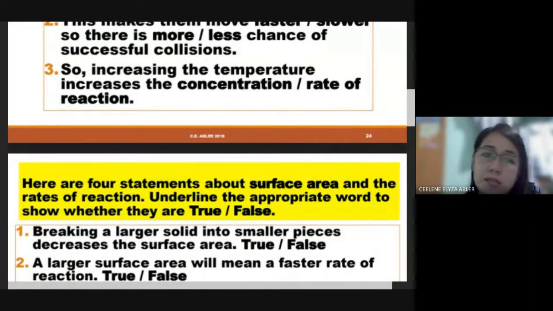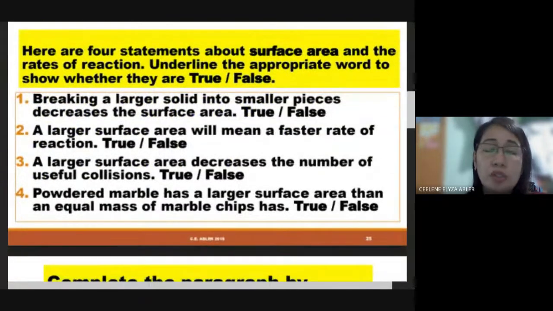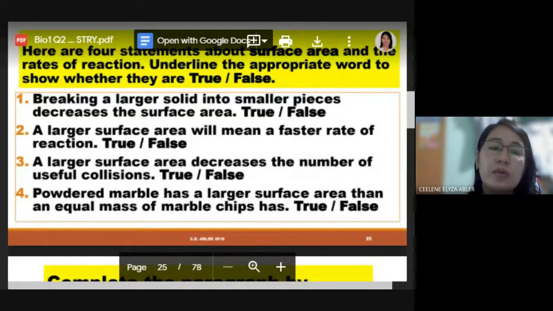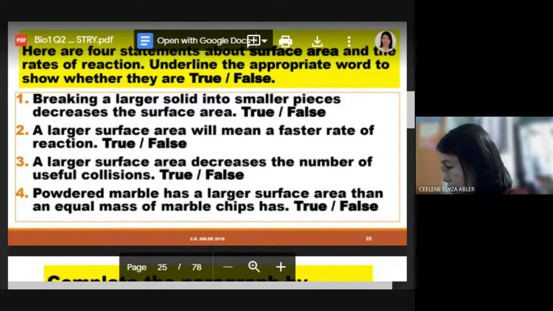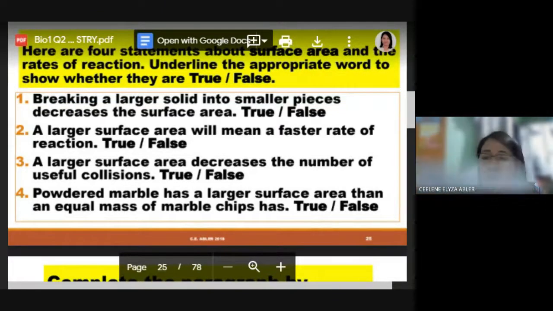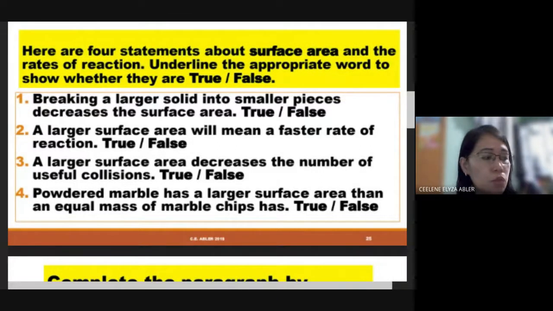Okay, so let's have another question which is still related with your module 2. Okay, so in module 2 natin, we also have 2 or 3. Check natin. 3 pala. Okay, we have 2. Yes, 2. 2 ang enzymes. Okay, so we have here the related pa rin siya sa module 2. Okay, this time it's the surface area.